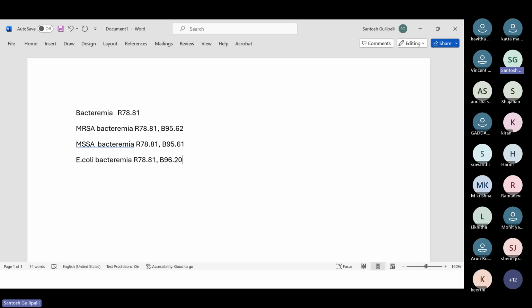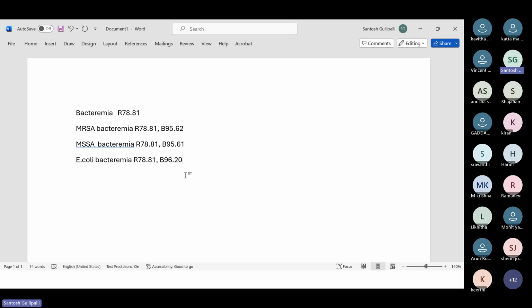So for bacteremia due to MRSA, two codes are required. Even MSSA bacteremia requires two codes, and E. coli bacteremia also requires two codes. Only simple unspecified bacteremia needs one code. But if any specific bacteria is present in the bloodstream, then you can give an additional code for the specific bacterial infection as cause of disease classified elsewhere. Understand, guys? Bacteremia.